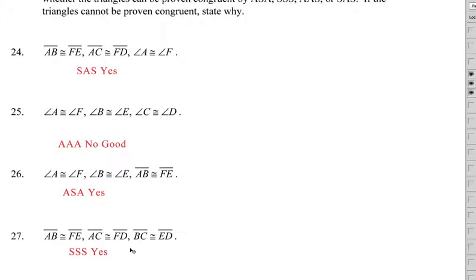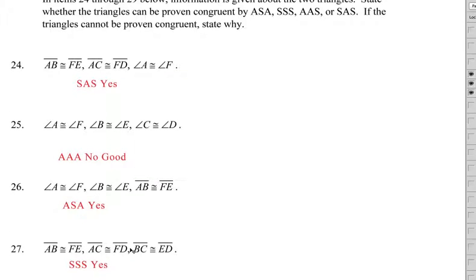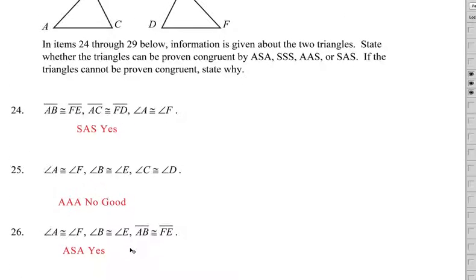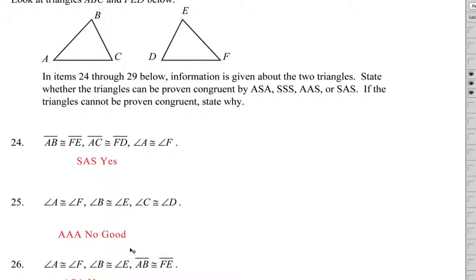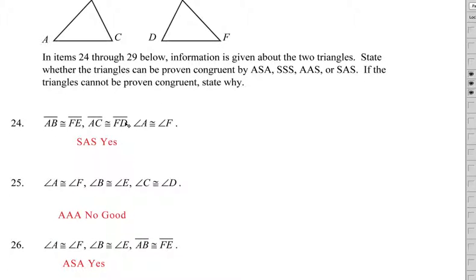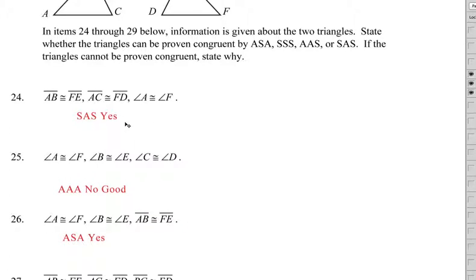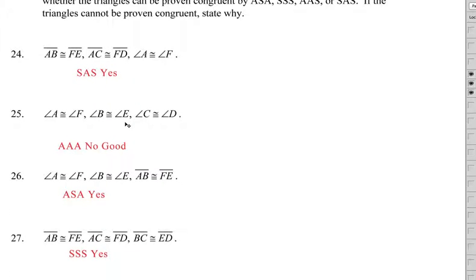It says angle A, F, and BE, right? So we'll look at here. We got A, F. We got B and E. Then we got AB and FE. See? That's right here. So we got angle, side, angle, right? All connected. This is called angle, side, angle. Okay, so you see? So I got it here. It says angle, side, angle, right? It's a yes.